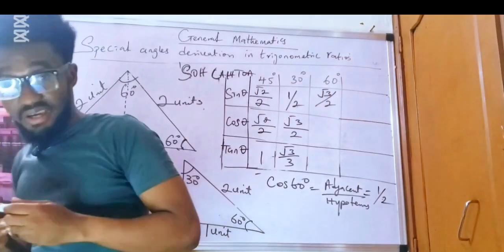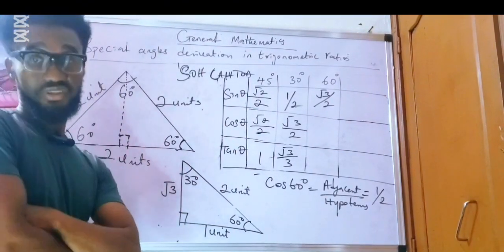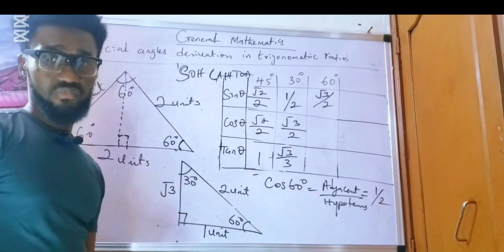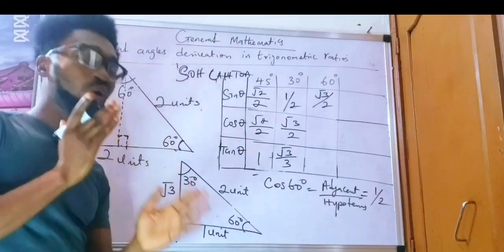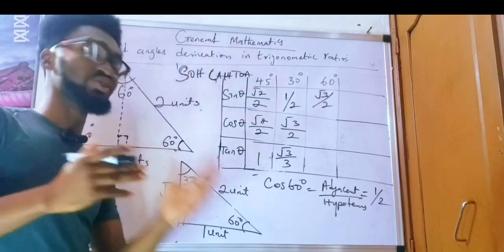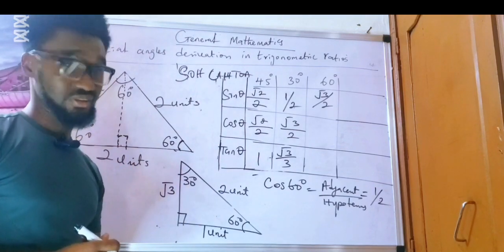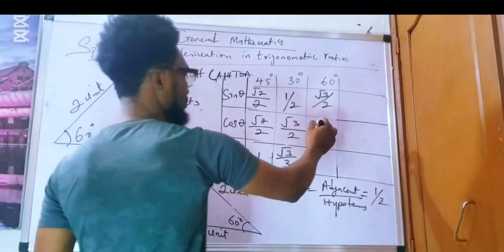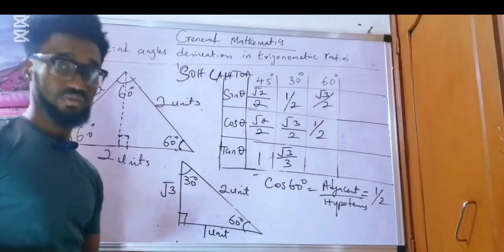Simple. So whenever somebody comes and asks you, what is cos 60 degrees? Tell the person that cos 60 degrees is 1 over 2 or 0.5. So I always know that sine 30 degrees is 0.5 and cos 60 degrees is 0.5. They have similar value. Do you understand? So I will input it here, 1 over 2 for cos 60 degrees.